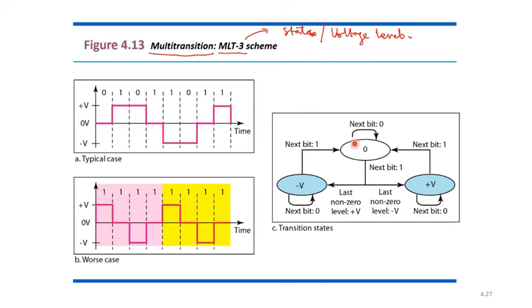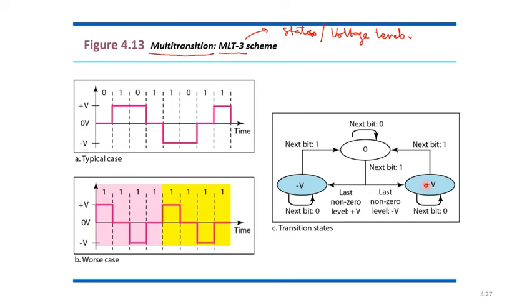Now, if it is at level zero and the next bit is one, we need to go either to the plus V side or the negative V side, positive or negative. But we will look at what the last non-zero value was. In this case, we are considering that the last non-zero level was negative, so it is going to the plus V side.